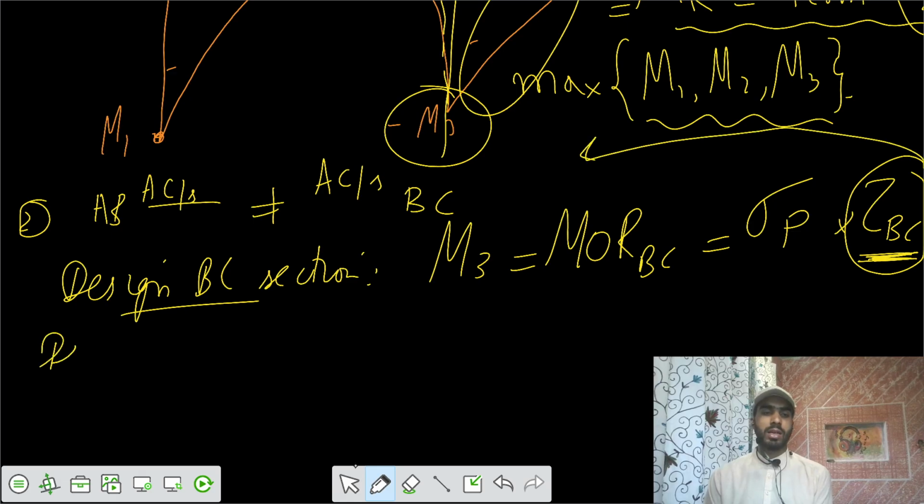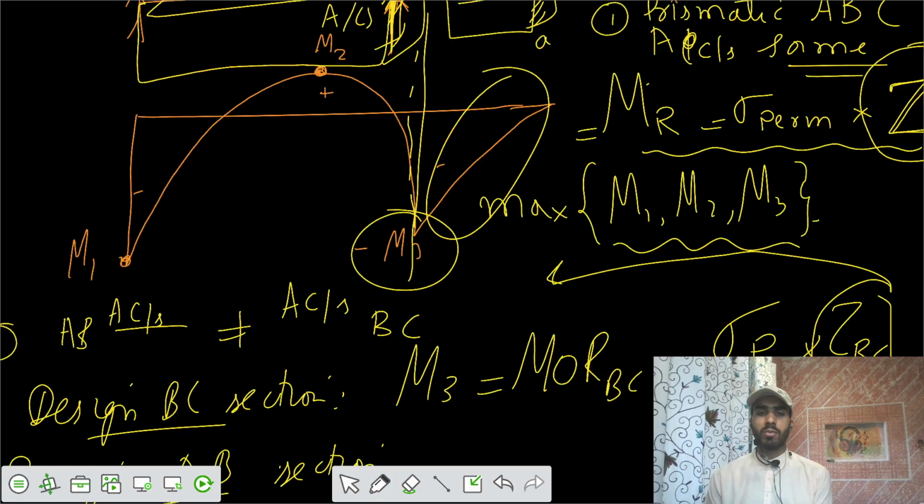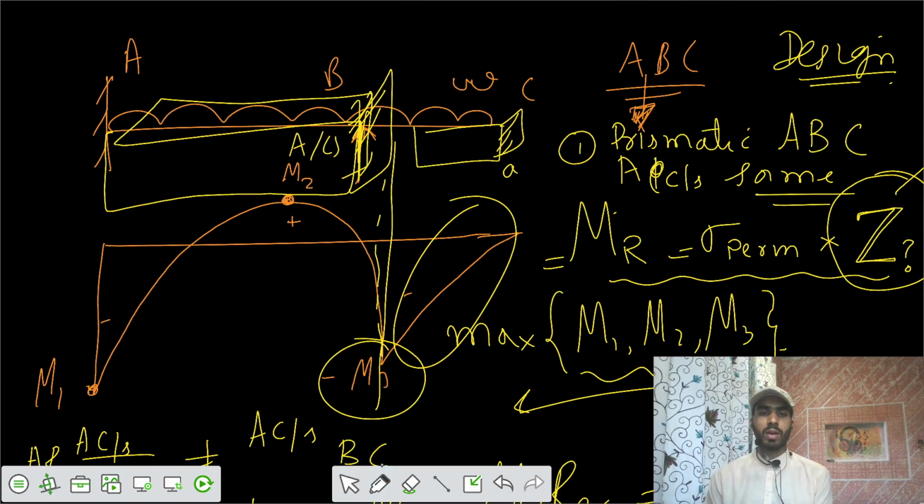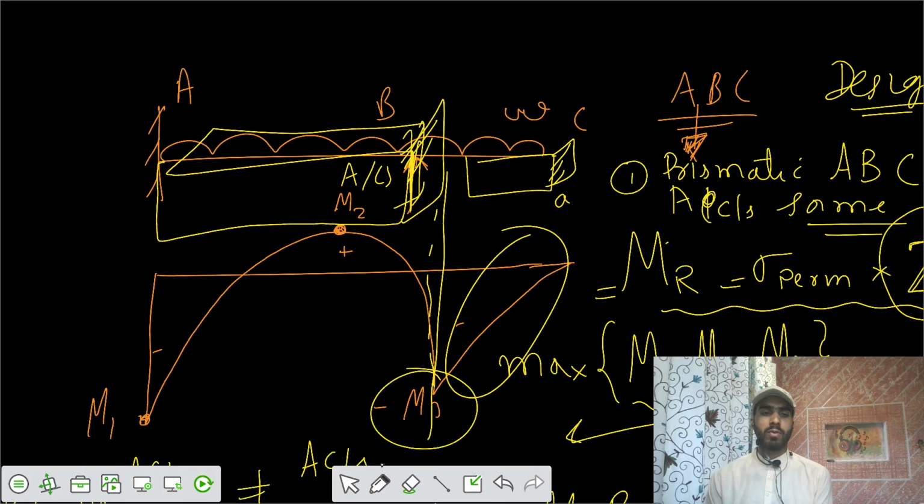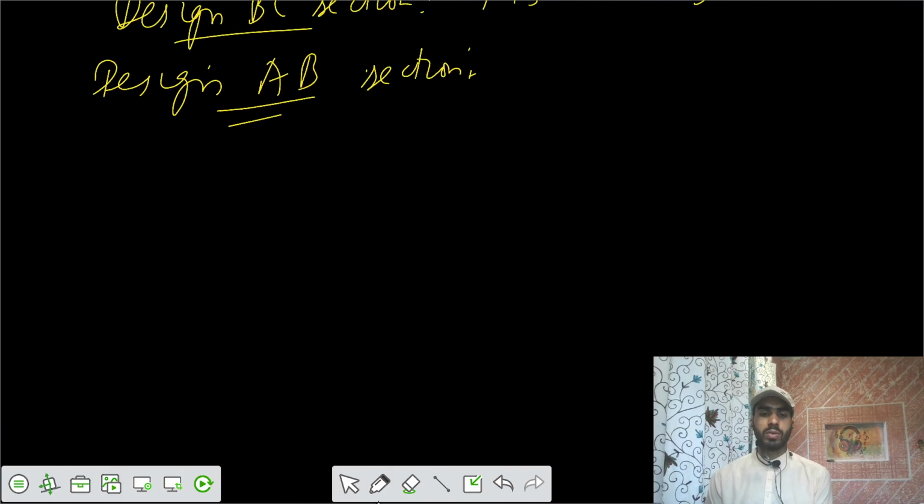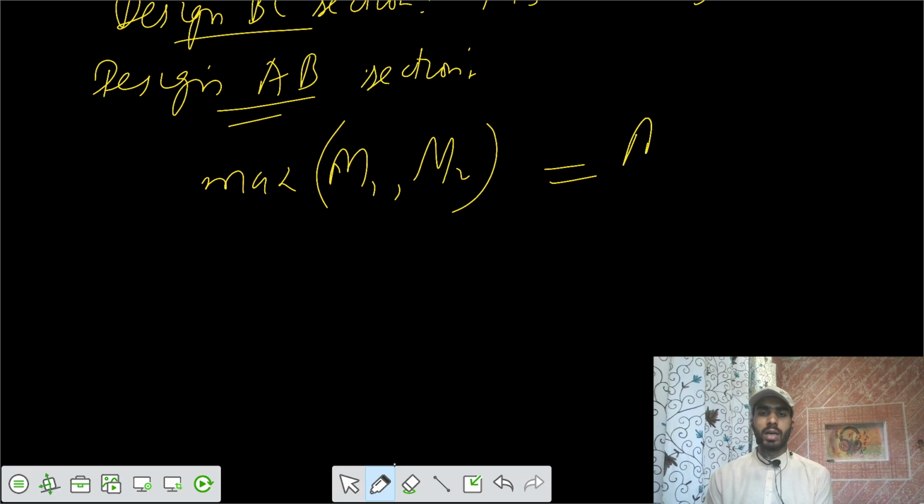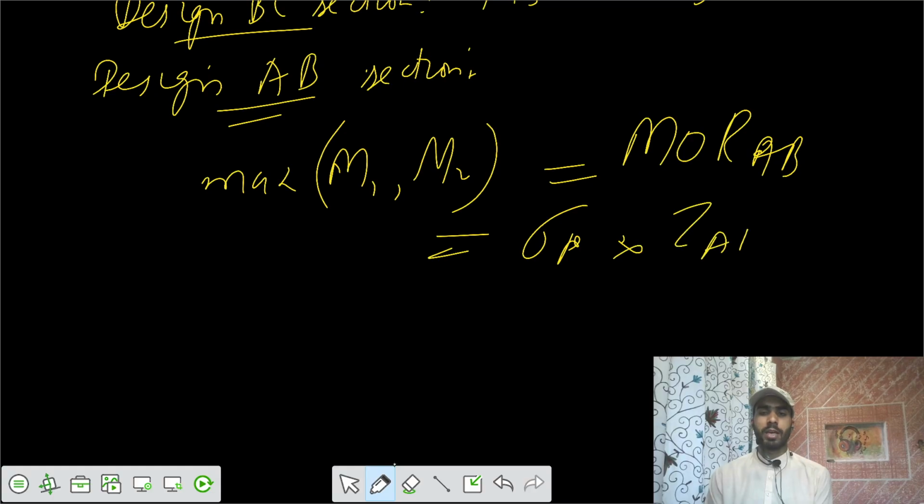Similarly, if you want to design the member AB section, out of these three you have two bending moments acting, M1 and M2. You would say the maximum of M1, M2 is what you design for as the moment of resistance for AB, which equals sigma permissible into the section modulus of AB.